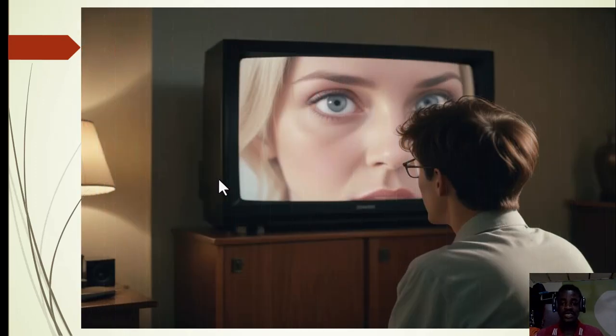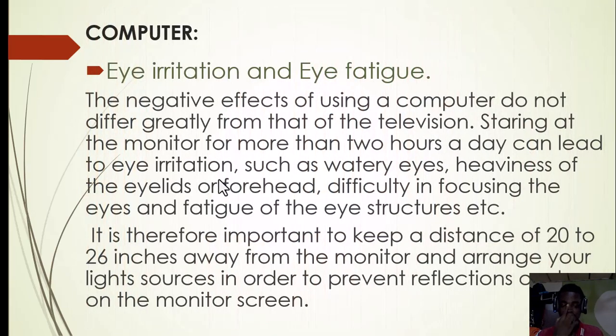Let's look at our brother here. He is watching the television, and prolonged use of the television can cause the problems we mentioned earlier. Computer devices. The problems associated with them are eye irritation and eye fatigue.